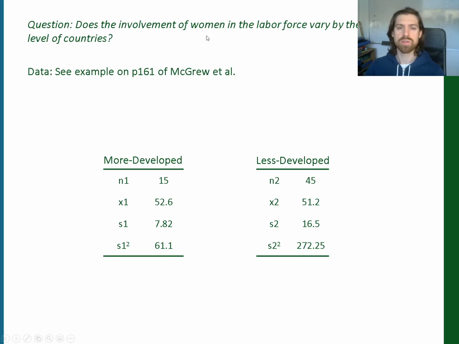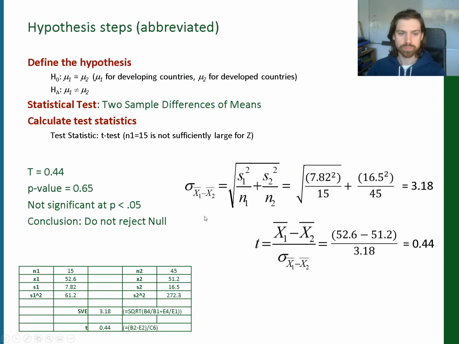The question is, does the involvement of females in the labour force vary by economic level of different countries? We have more developed countries on the left-hand side, and less developed countries on the right-hand side. We have different sample sizes, n, different means, different standard deviations, s, and different variances, s squared, and that's these four different numbers that we get. Let's work through the calculations for these particular numbers.